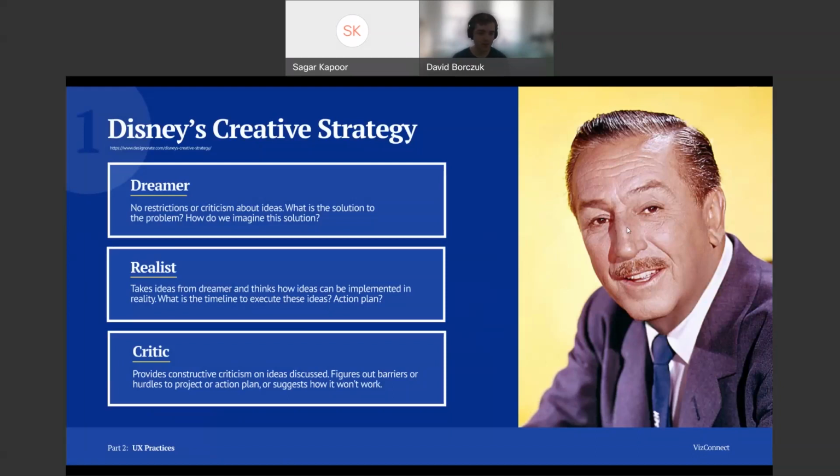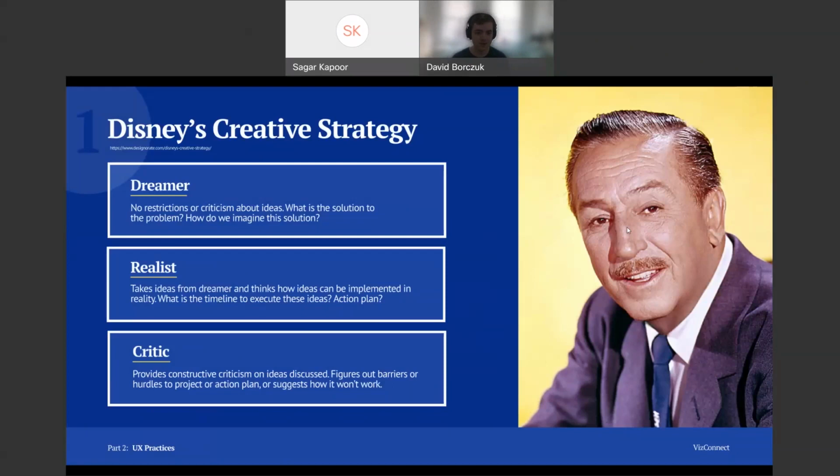One is a dreamer, and this is someone who has no restrictions or criticisms of ideas. The visionary, like Walt Disney would be a dreamer. He's someone who has a bunch of these awesome ideas that might not be feasible or would be feasible, and you need someone to have that to generate as many thoughts as you can.